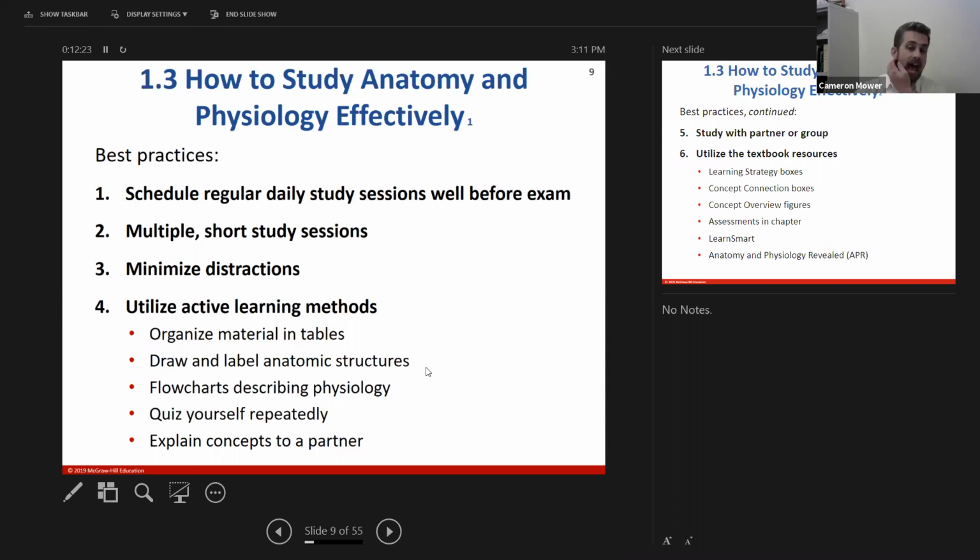And then utilize active learning methods. We're always talking about active learning. It's a buzzword in education. Active learning means that you are involving yourself in the material somehow. Whether that's looking at videos, whether that's writing down notes, whether that's going through all of the different little case studies, whether that's going to the back of the book and doing the questions in the back of the book. You are involving yourself somehow in the material that you're studying.